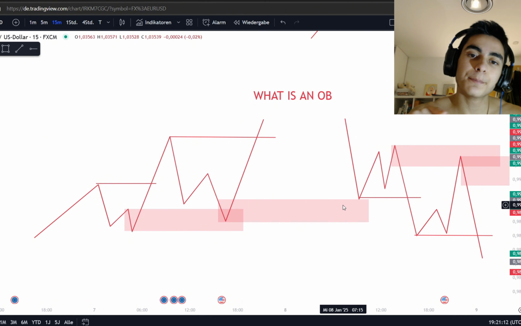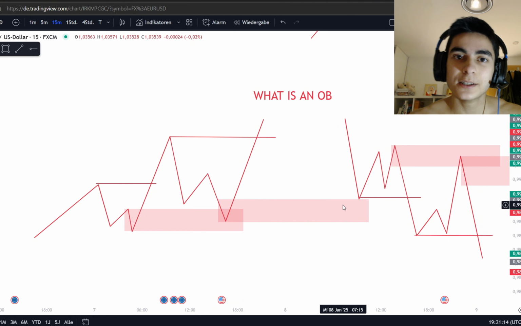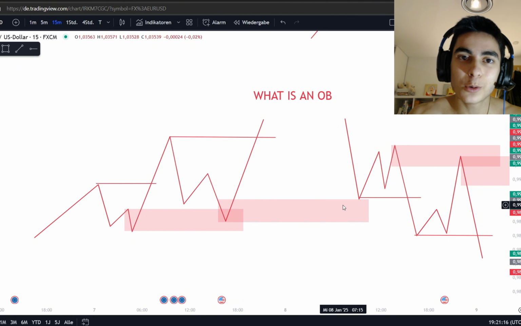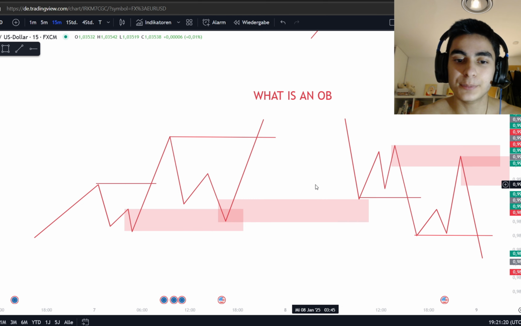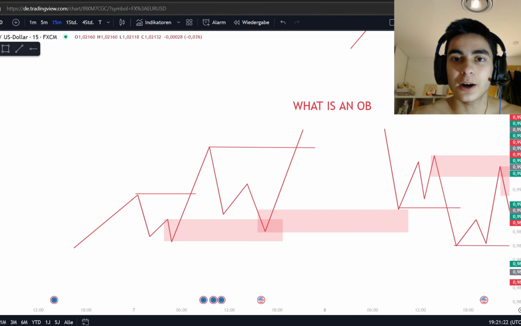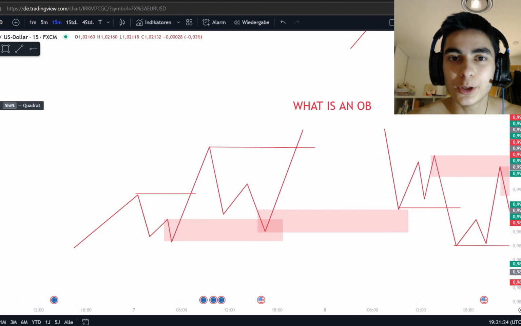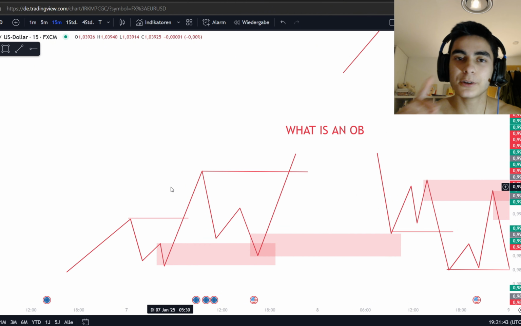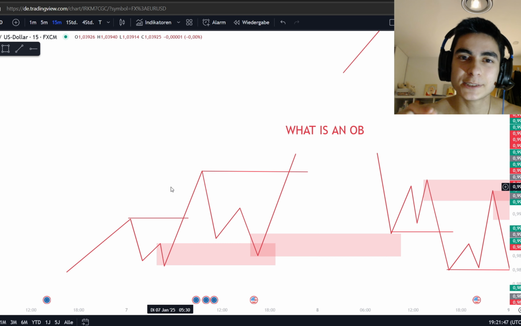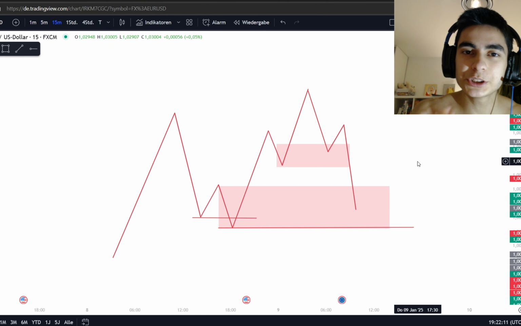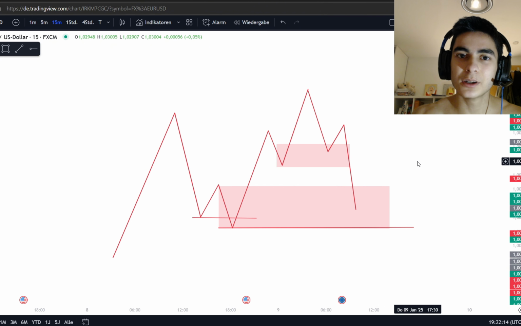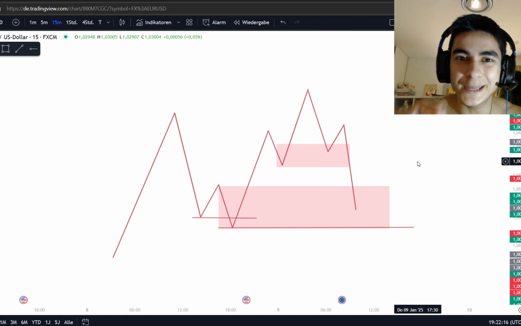Now there are a bit more secrets to order blocks. How to identify strong ones and weak ones is an important thing in trading, because a lot of people get stopped out when trading the wrong order blocks. I'm gonna help you to identify the right order blocks, the order blocks that really matter in trading. There are some crucial things that make an order block really strong or weak.